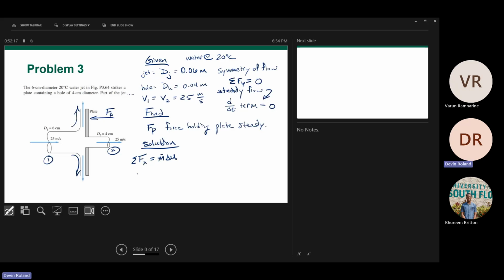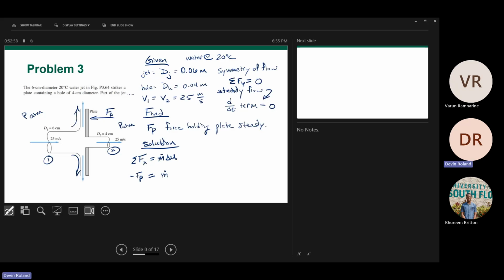And then we know that we're going to have this negative FP force, so that's our only force there. We don't have any pressures because this is like an open system, right? There's no pipe or anything. So over here we have atmospheric pressure, and over here we have atmospheric pressure. So there aren't any pressure force terms like before. So this is going to be equal to m dot.